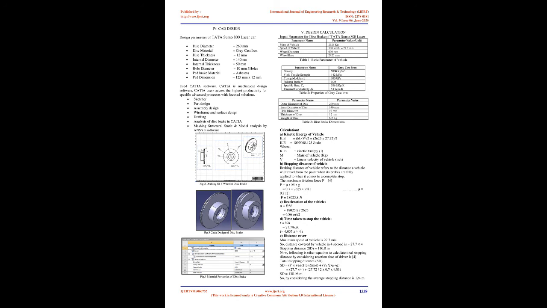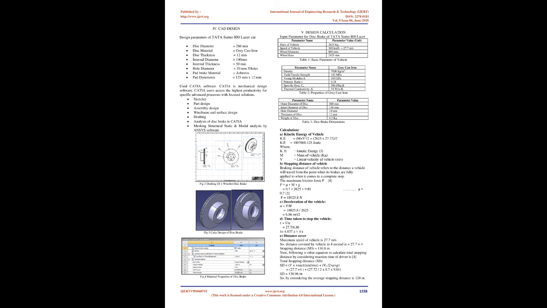Used CATIA software. CATIA is mechanical design software. CATIA users access the highest productivity for specific advanced processes with focused solutions: Sketcher, Part Design, Assembly Design, Wireframe and Surface Design, Drafting. Analysis of disc brake in CATIA. Meshing, structural static and modal analysis by ANSYS software.